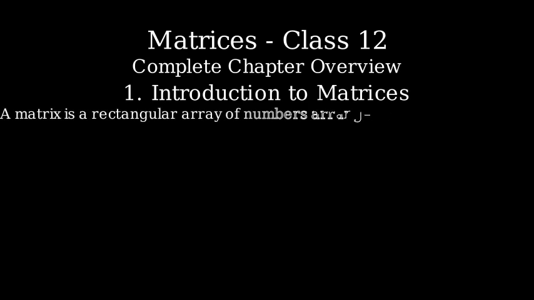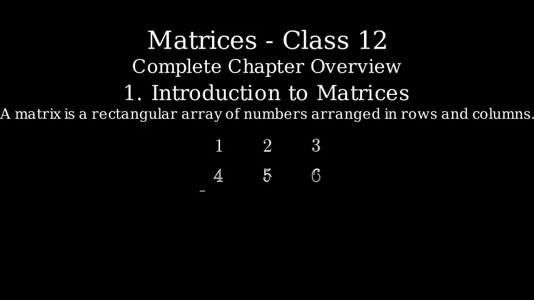A matrix is a rectangular array of numbers, symbols, or expressions arranged in rows and columns. For example, here is a 2x3 matrix, which has 2 rows and 3 columns.